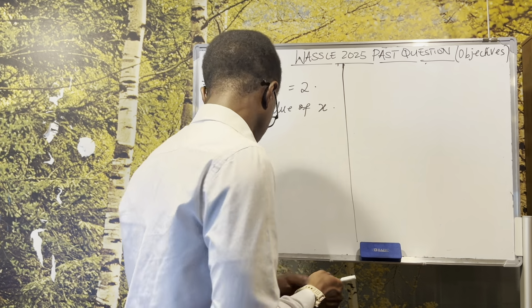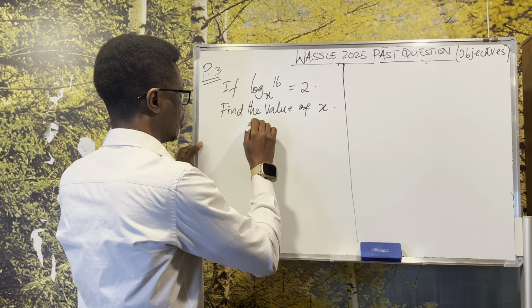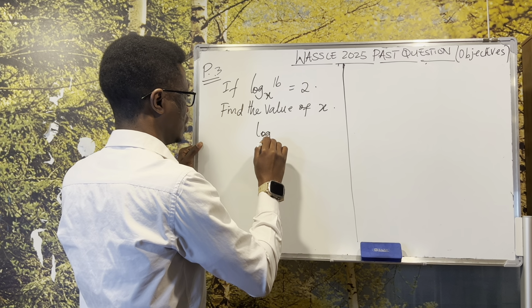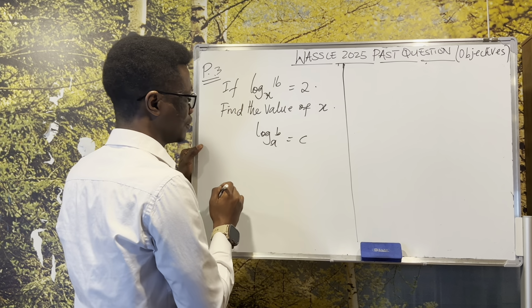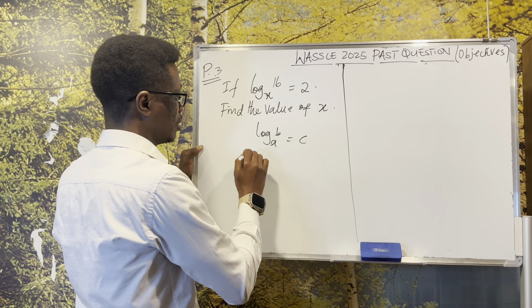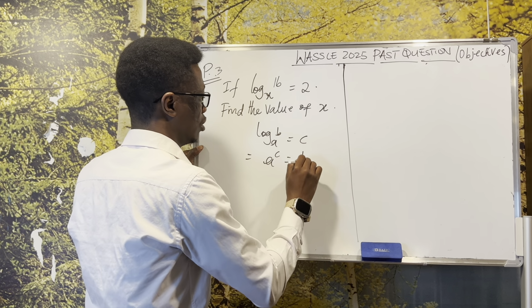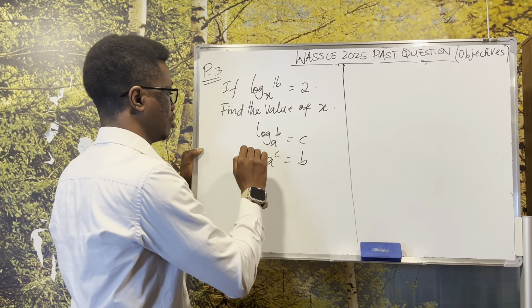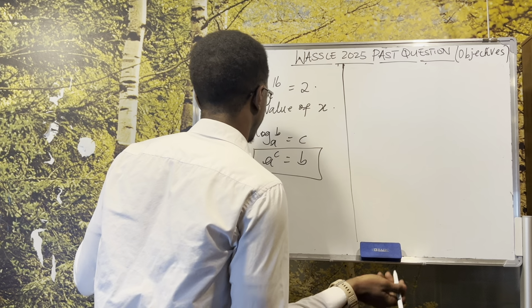All we have to do now, let me take you back to the fundamental principle. So if we have log, let's say this is log b base a equals c, for us to solve this one, this simply becomes a raised to the power c equals b. That is just the rule. Okay? It's a fundamental rule that you should know.